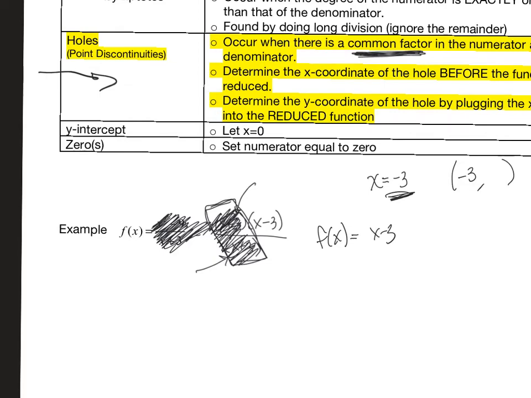To get the y part, you take the x part, you take this value, and you plug it in. So if I evaluate my function at -3, I get -6. That is the hole for that original function. This ordered pair right here is the hole. Okay, let's try 3 examples total.